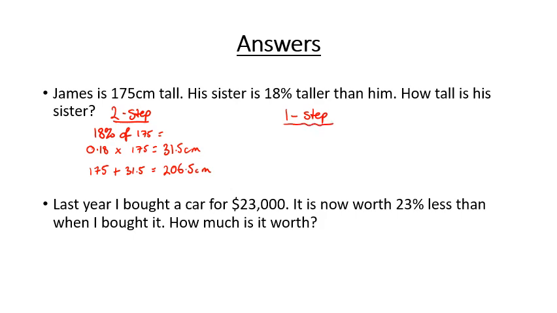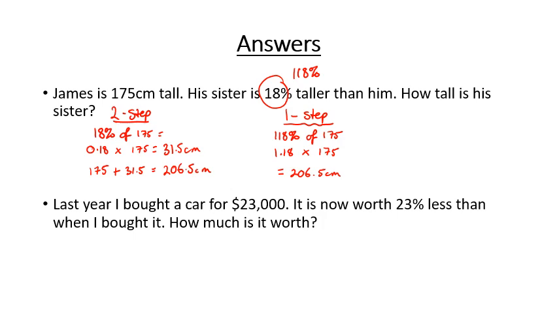Remember our one-step process. We just need to find our multiplier. Now, since this is an increase, our multiplier becomes 118%. So we simply need to find 118% of 175. This becomes 1.18 multiplied by 175, which gives us 206.5 centimeters. In our second example, we've got last year I bought a car for $23,000.